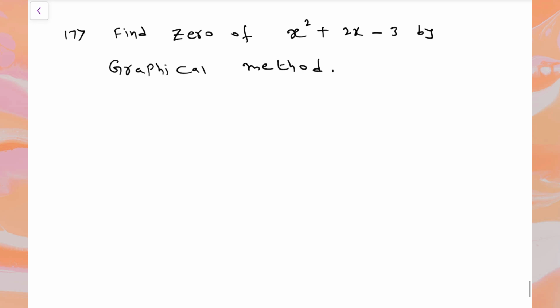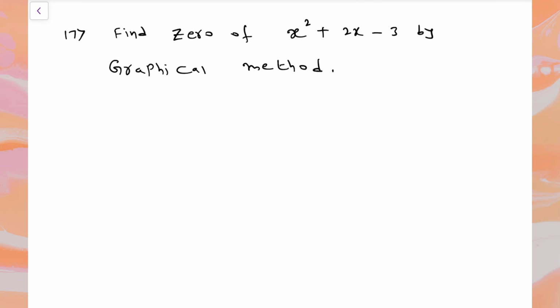Coming to the 17th question. This is the last question in this paper. In the 17th also A and B will be there. First question: find zeros of x² + 2x − 3 by graphical method. In this I am not going to explain anything related to the graph. I already uploaded one video on that in the channel, so please check that. The link I will keep in the description box. So now just the calculation part only we will do.